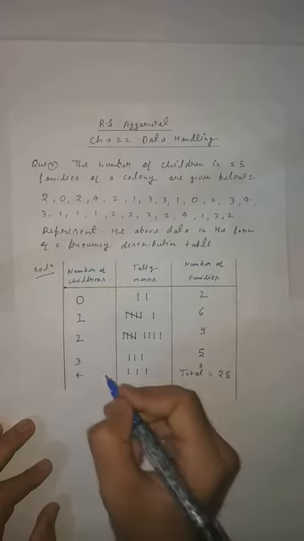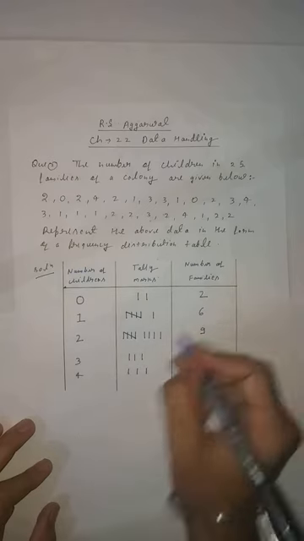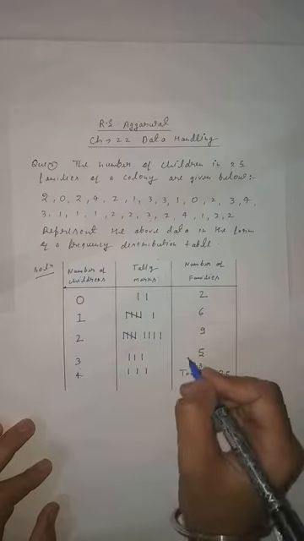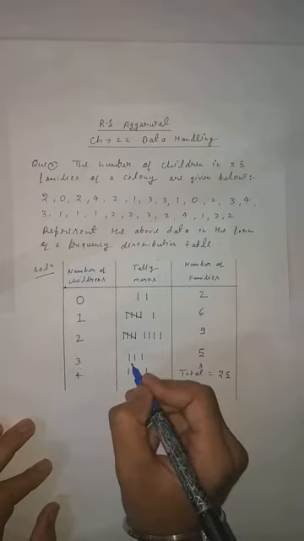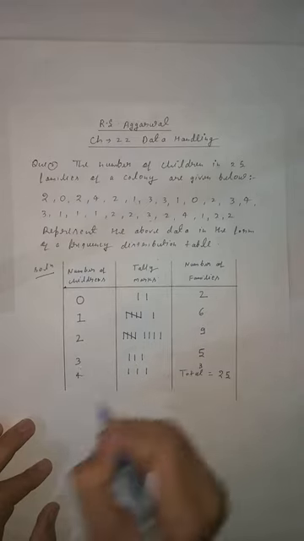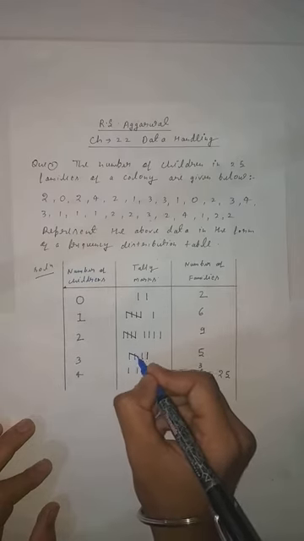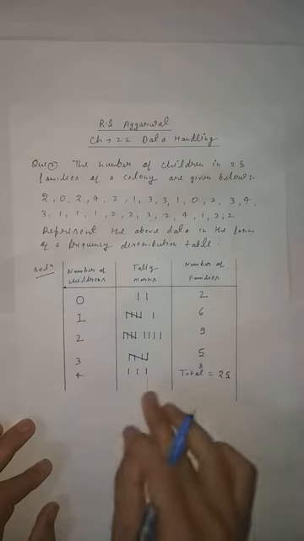Here number of children 3. How many families have only 3 children? So here there are 5 families, student. So what I have written here is 3, so it should be corrected. This will be 5. 1, 2, 3, 4, and this one is your 5. Clear, student? So you will correct this in your copy.